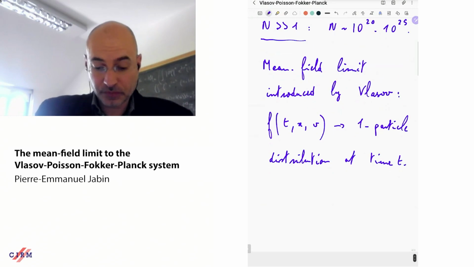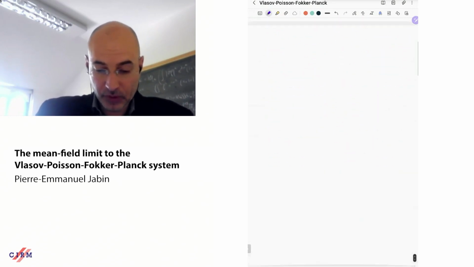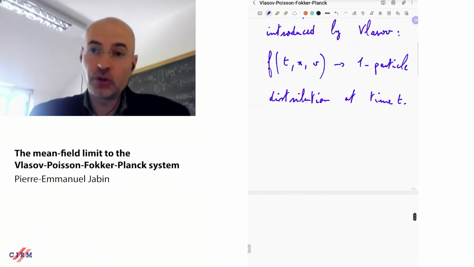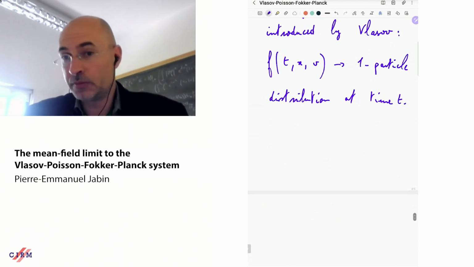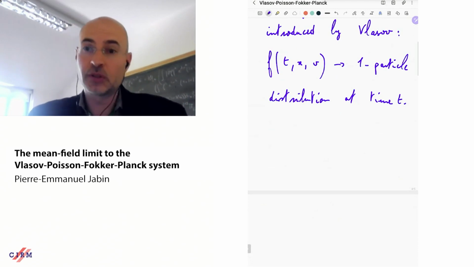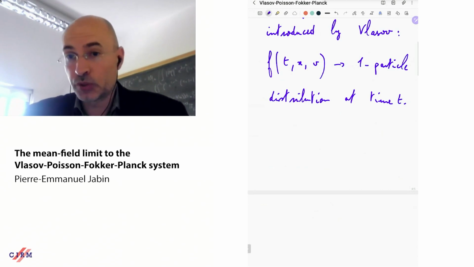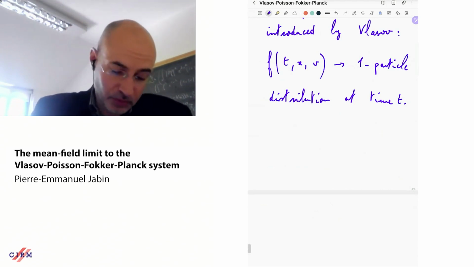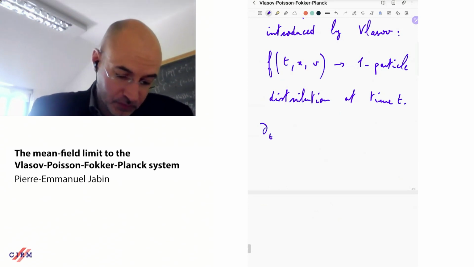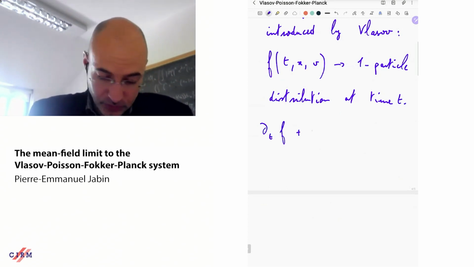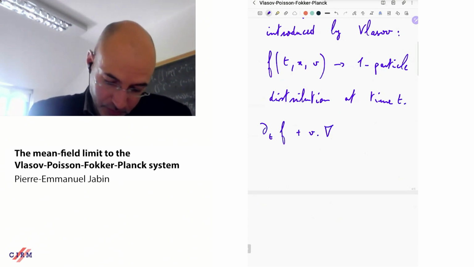And what Vlasov showed using concepts of mean field is that this one particle distribution solves a nonlinear PDE, which is the Vlasov-Poisson-Fokker-Planck equation.